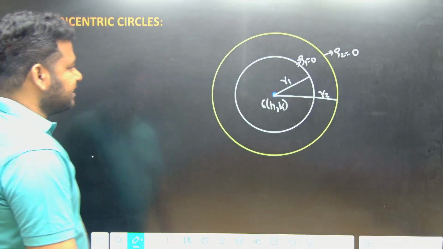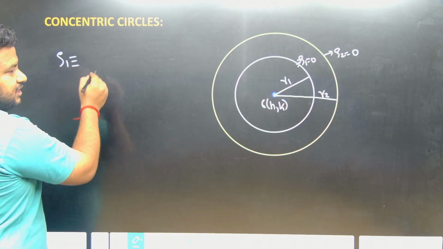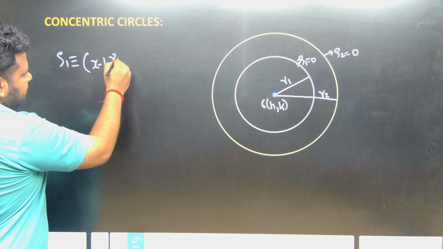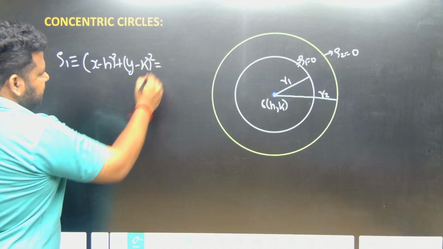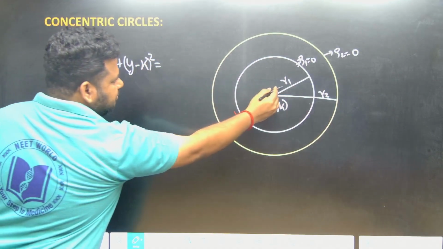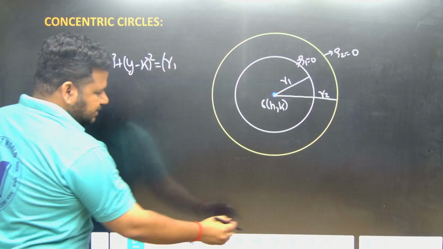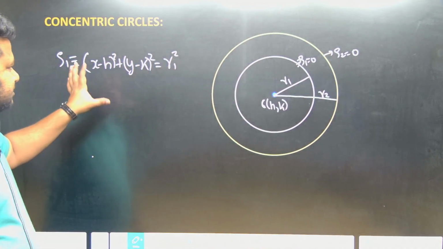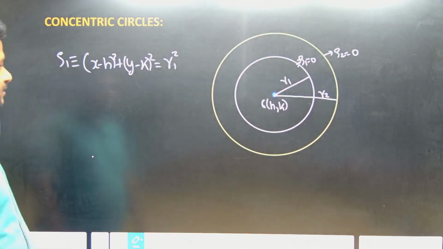So, if I write the standard equation of S1, it will be x minus h whole square plus y minus k whole square is equal to the radius of the first circle squared, so this will become R1 square. Clear, friends? This is what we get, the standard equation of the circle for the first circle. The center is the same for both the circles.